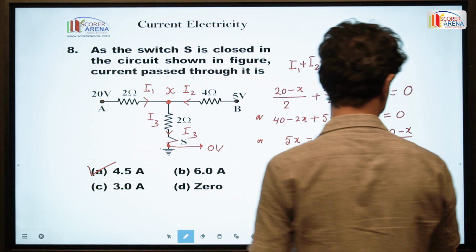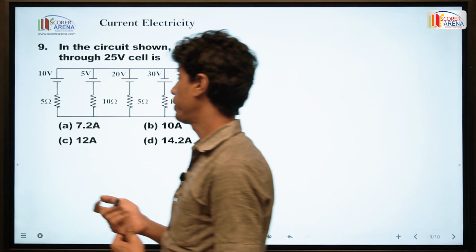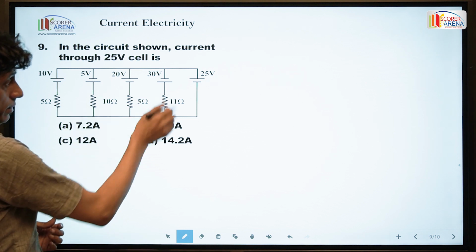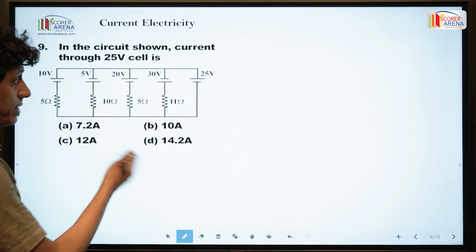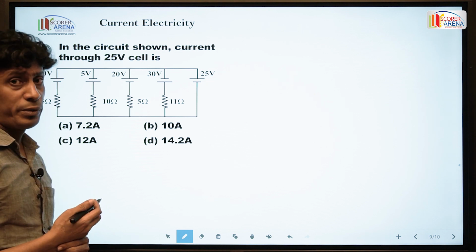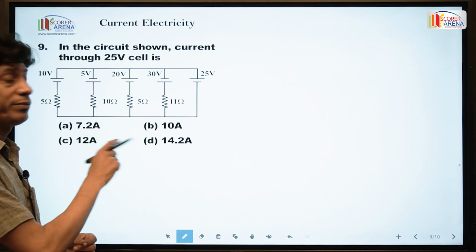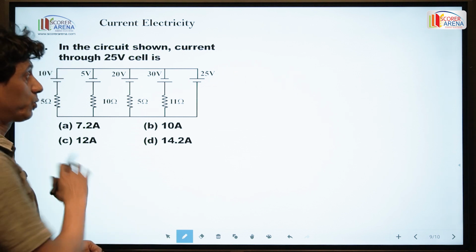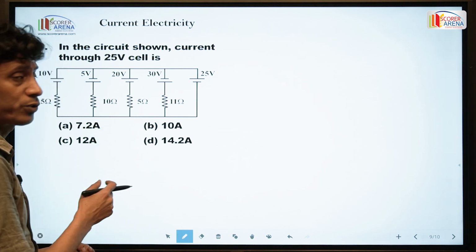Next problem. In the circuit shown, current through the 25 volt cell. This problem can be solved by KCL or KVL, but my recommendation, don't apply the KVL to solve this problem in the examination hall, because through the KVL it will take longer time to solve the problem.